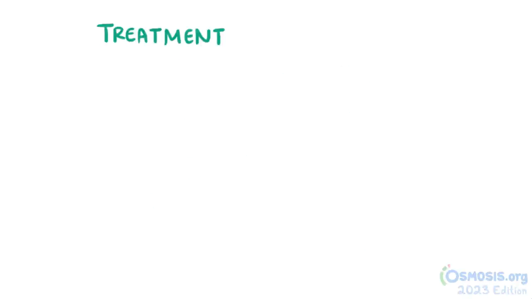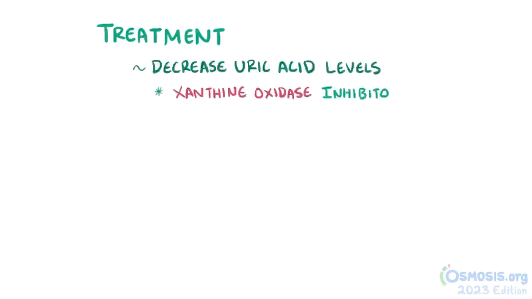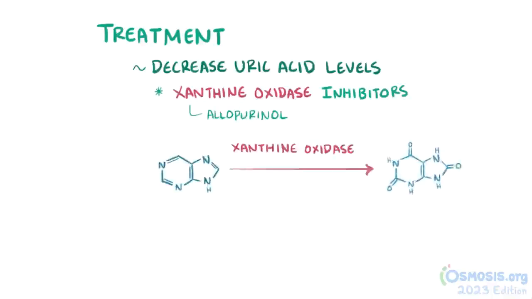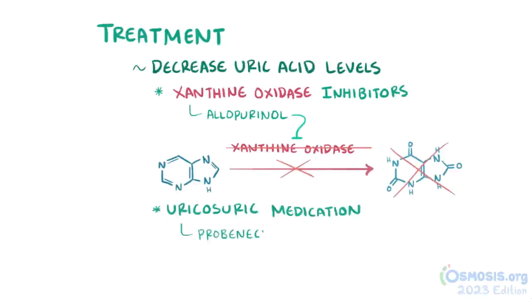There are also medications that help to decrease uric acid levels, which include xanthine oxidase inhibitors like allopurinol. Xanthine oxidase is an enzyme involved in the breakdown of purines to uric acid, so inhibiting this enzyme results in less uric acid production. Uricosuric medications, like probenecid, increase excretion of uric acid by the kidneys.